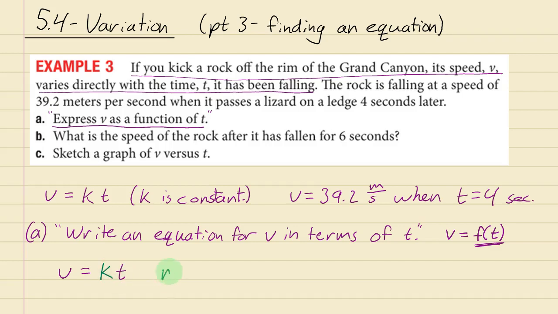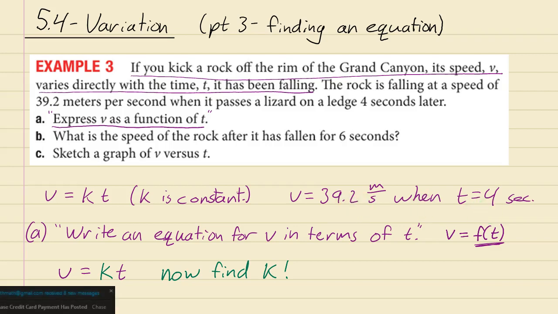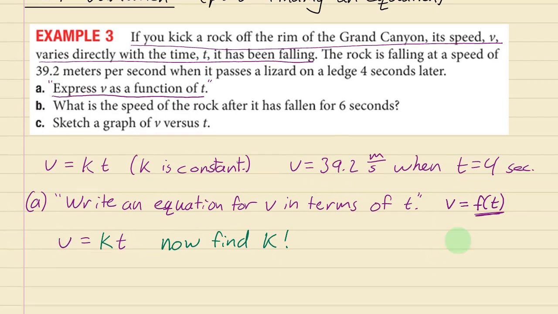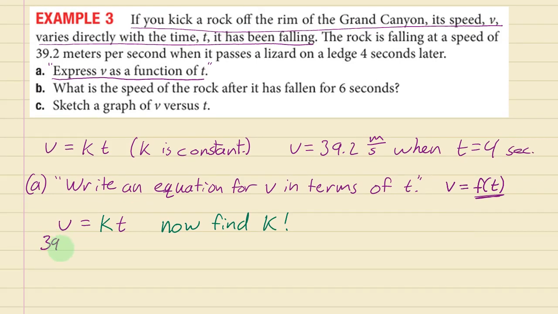So we have to find the value of k that makes that work. How do you find the value of k? Well, it gives you these two values here. So we can say that if we plug in 39.2 for v, the k is still unknown, and the t is just going to be the number 4. We can find what value of k works for that one point, and if it is direct variation, it needs to work for all the other values of v and t as well. So you can just divide both sides of this by 4.